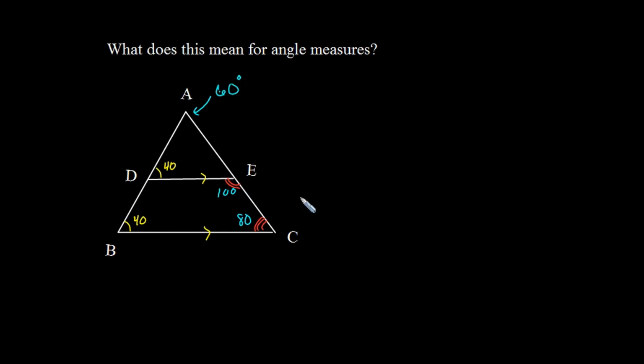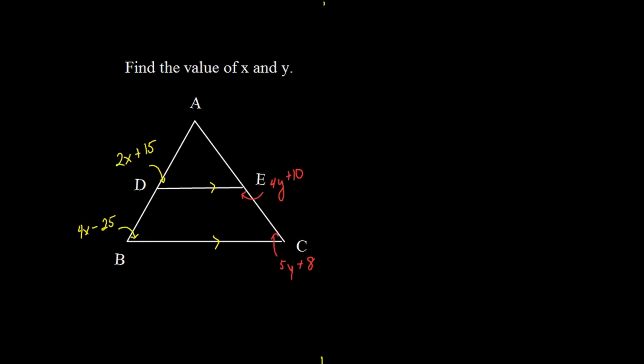All right, so what would that look like with some algebra? So you have two same situations here. We have algebra representing the corresponding angles this time. So we will solve for x in this problem by setting the measure of angle ADE equal to the measure of angle B. So setting 2x plus 15 equal to 4x minus 25. And then we'll do the algebra necessary to solve this.